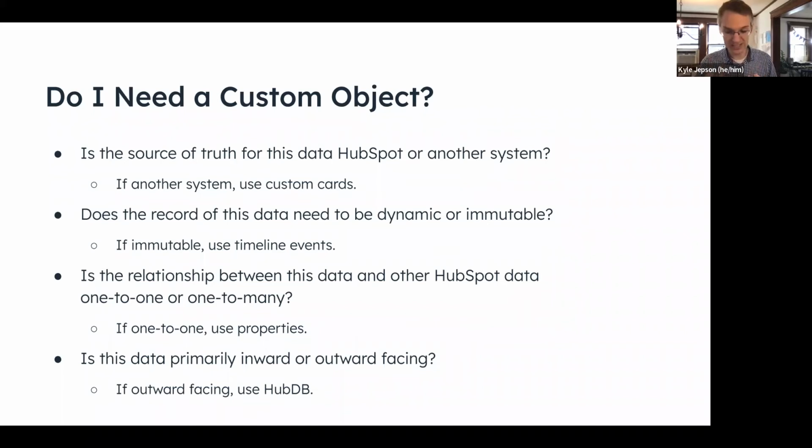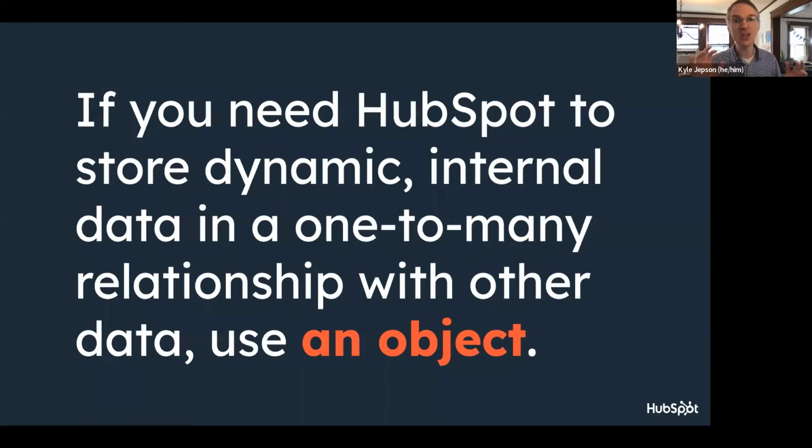And so if it really is just content, consider HubDB before you think about a custom object. But if you need HubSpot to be the source of truth for a dynamic internal piece of data that's in a one-to-many relationship with other data, use an object.